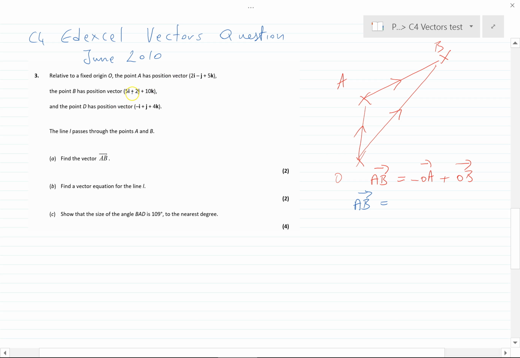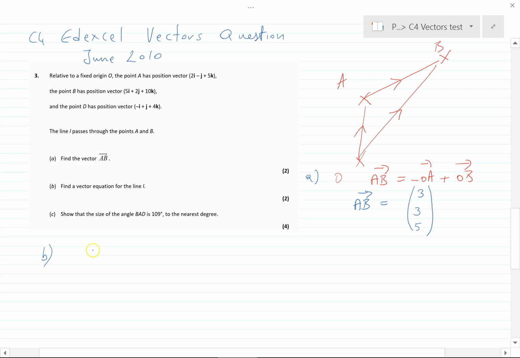So that's 5 take away 2, which is 3. 2 take away minus 1, which is 3. And 10 take away 5, which is 5. Right, so that's a nice easy start to the question. Part B isn't going to worry us too much either.